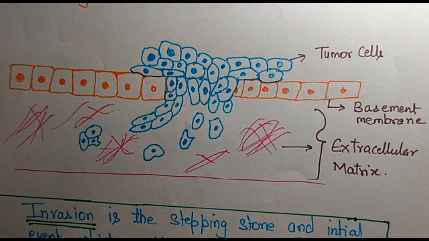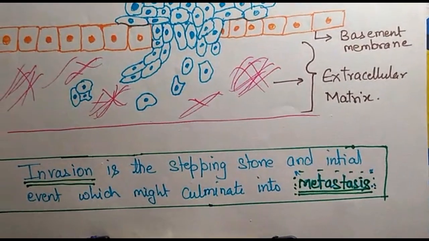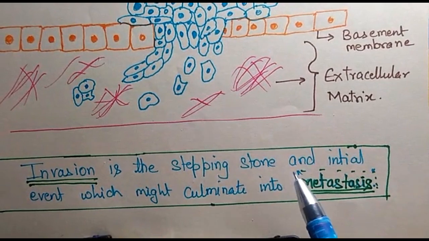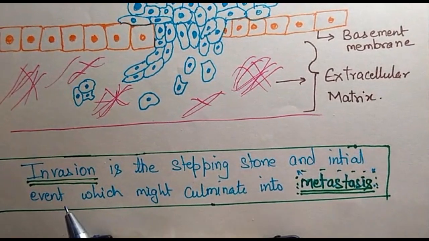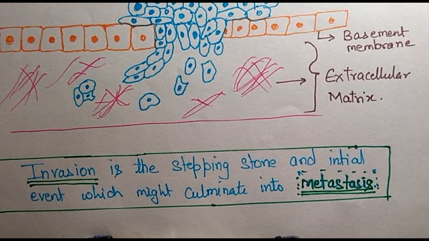Now a very important thing which you need to understand is that invasion is always the stepping stone and initial event which culminates into metastasis. It is very much like the first thing which is going to happen, like if you have to go to a higher class, you have to go to a nursery, right? So similarly, metastasis is the bigger process for which tumor invasion is the stepping stone. Without invasion, metastasis is not possible.